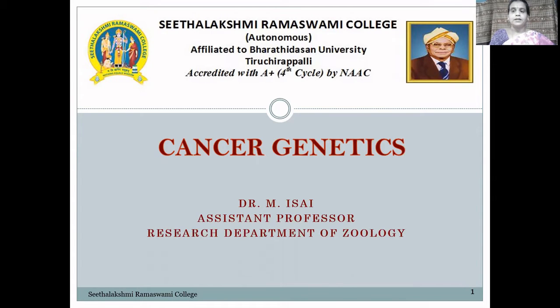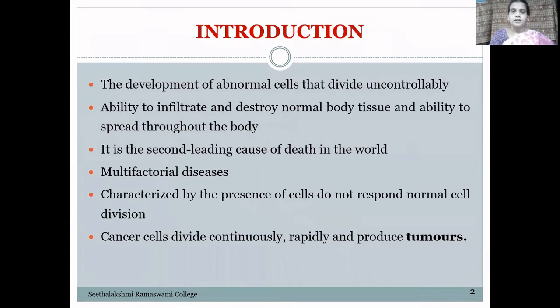Now I'm going to explain about cancer genetics. Before going into detail, let me briefly introduce cancer. Cancer can be defined as the development of abnormal growth or multiplication of cells that can divide uncontrollably. They have the ability to infiltrate or penetrate and destroy normal body tissues, and to spread throughout the body. Cancer is the second leading cause of death in the world after heart diseases.